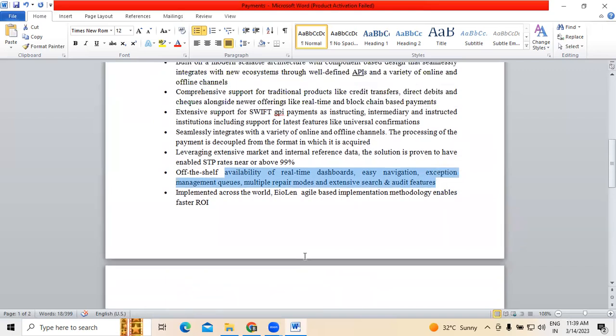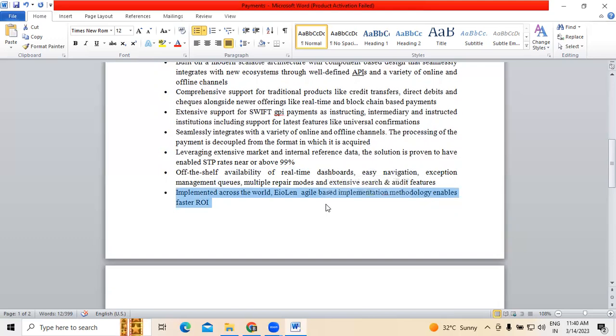Now, the next point is that, implemented across the world, EOLIN's agile-based implementation methodology enables faster ROI. What does ROI stand for? ROI stands for return on investment. Because if some customer is spending some amount of money for a solution to be provided, for sure they will expect some return on investment out of it. Right? ROI is common in business. Return on investment is required.